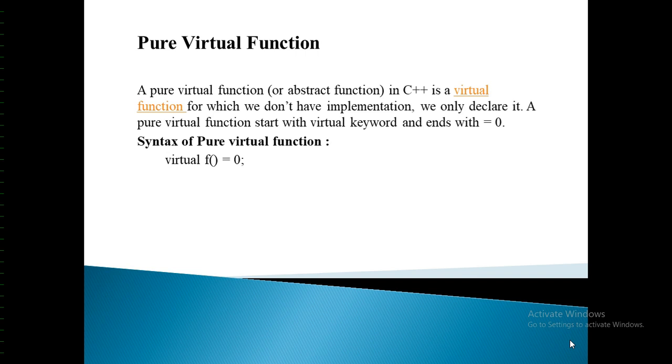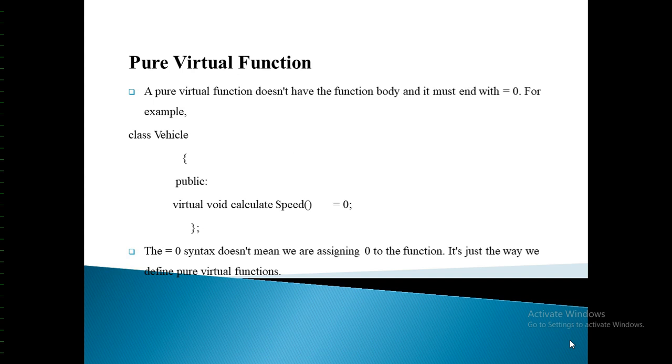Syntax of a pure virtual function: virtual void fun() = 0. Fun is the function name. A pure virtual function doesn't have any function body and it must end with 0. For example, here is a class Vehicle: public virtual void calculateSpeed() = 0. CalculateSpeed is an example of an abstract function or pure virtual function. The "= 0" syntax doesn't mean we are assigning 0 to the function. It's just the way we define pure virtual functions.